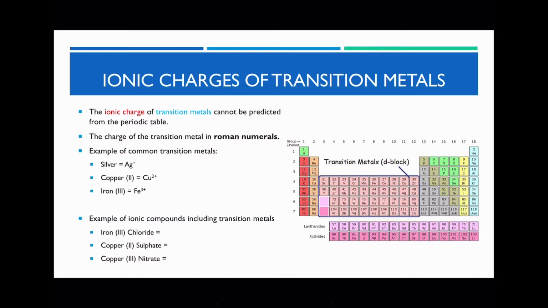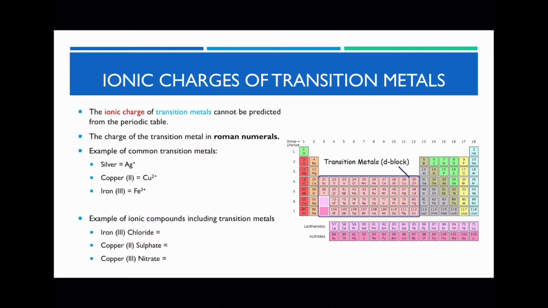So firstly, looking at our first example here, silver, Ag+, notice that there's no Roman numerals associated with this, so therefore silver only exists in this particular state when it does form an ion. Copper 2 over here, so therefore it's going to be Cu2+. Copper could also be copper 1, copper 3 as well, so just keep that in mind. Iron 3, therefore it's going to be Fe3+.